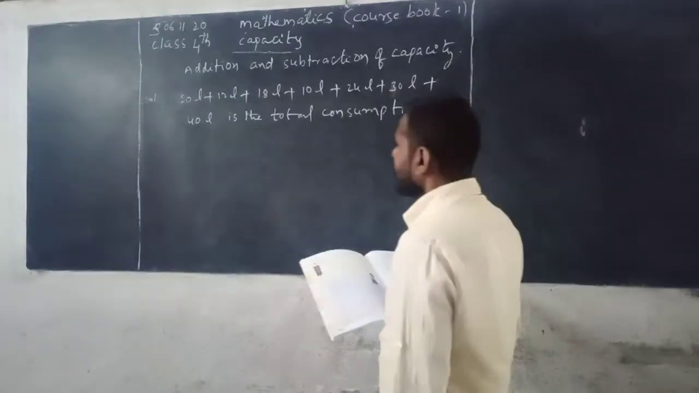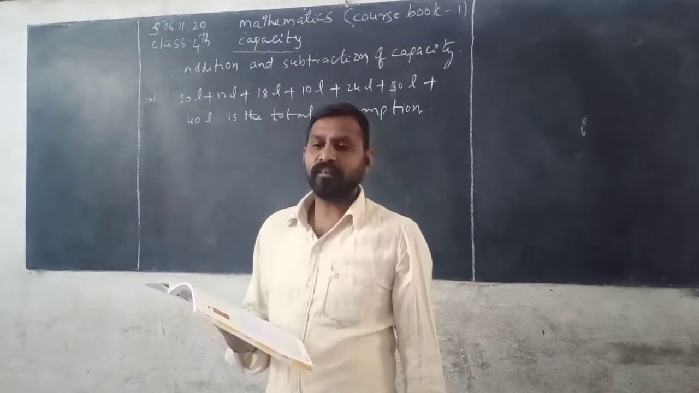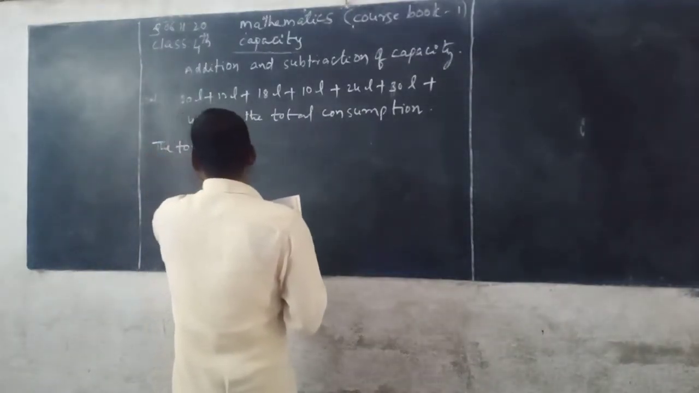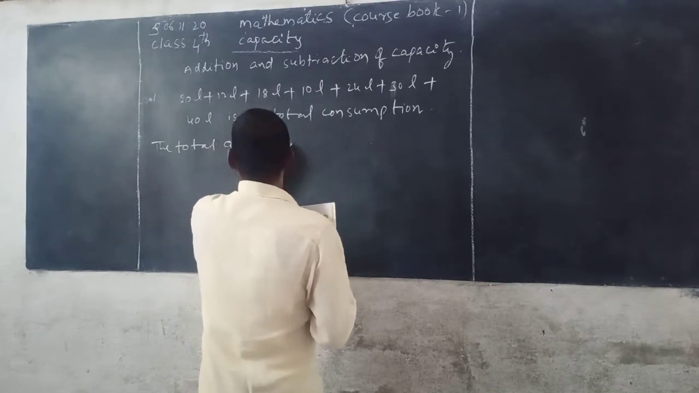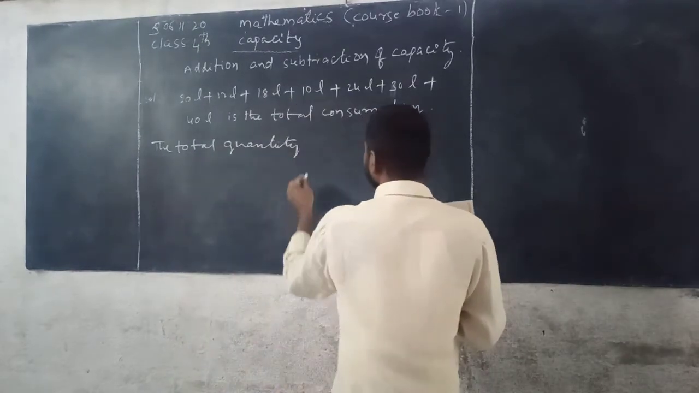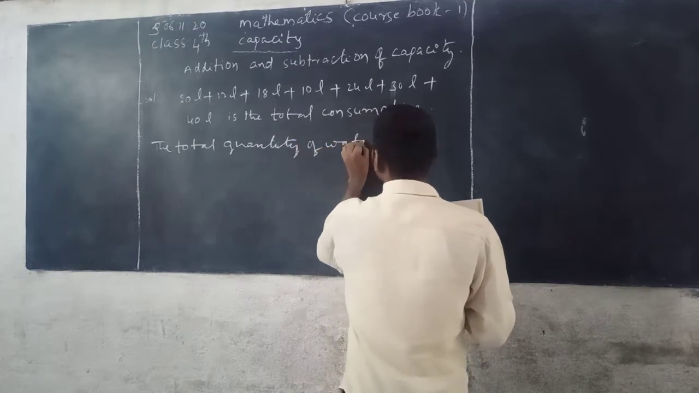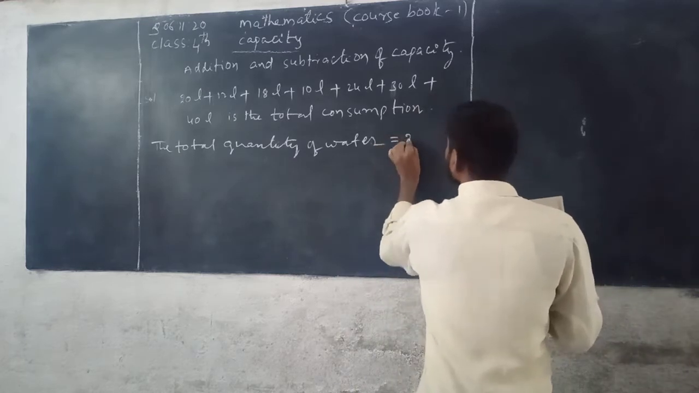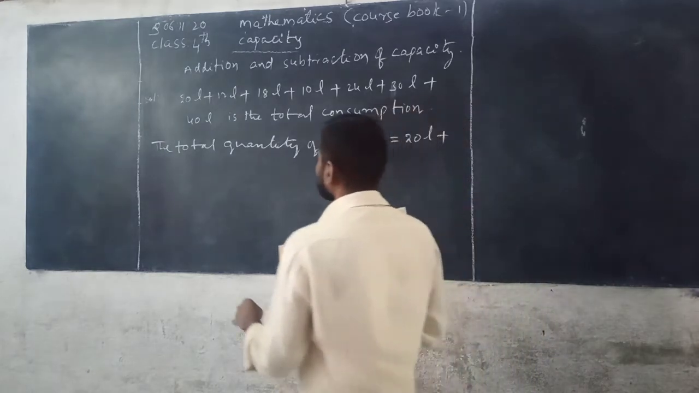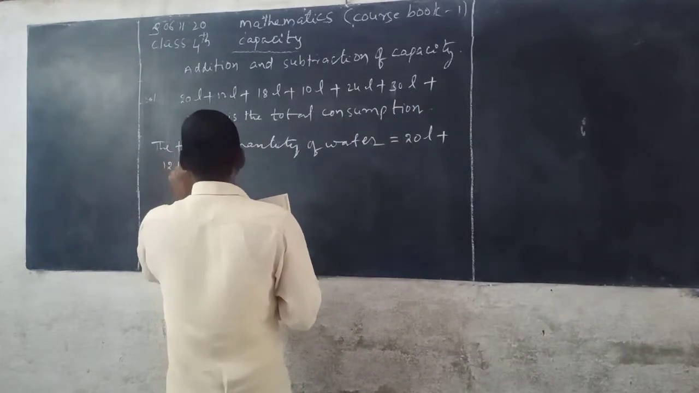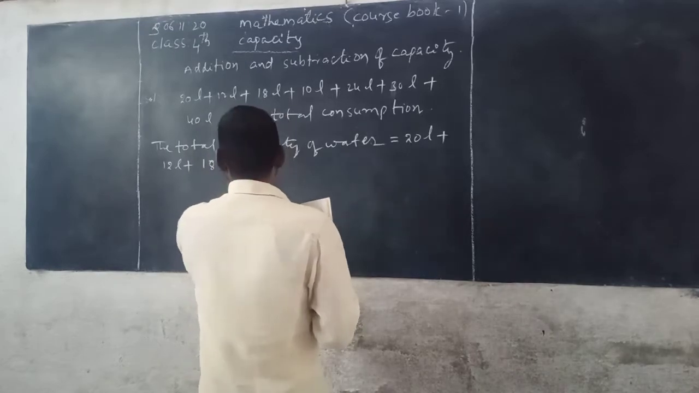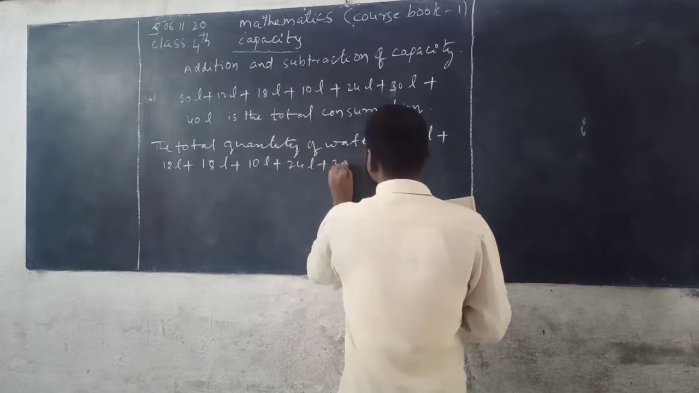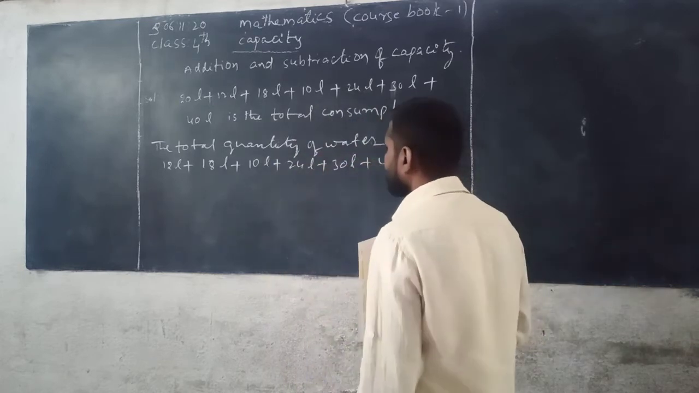See, now you can write here the total quantity of water equals 20 liters plus 12 liters plus 18 liters plus 10 liters plus 24 liters plus 30 liters plus 40 liters. Then you can add it.